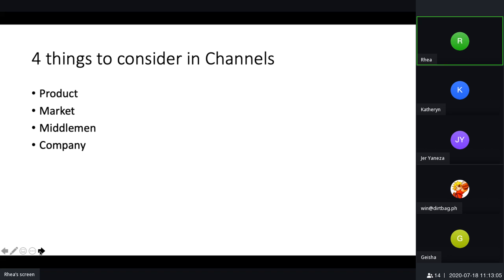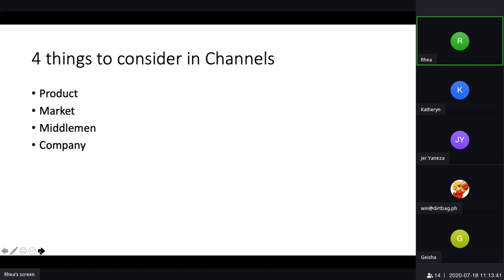And of course, you also need to look at your company. Should you decide to have a middleman, can your company source out who the middlemen are for this particular kind of product? Should you decide to put up a store in a mall, can your company afford putting it inside the mall and paying for its rent? So, all things considered, you can really identify the kind of channel that your company can afford and that your company can better use to reach its customers.